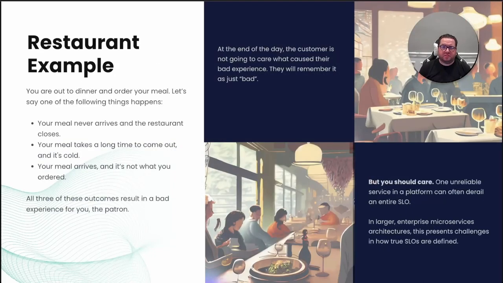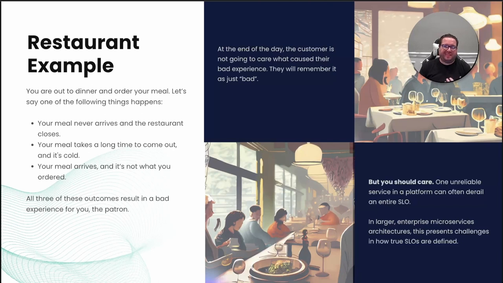Let's think about SLOs in a real-world example. Like, for example, going out to eat at a restaurant with your friends or family. You order a dish, but then something happens in the restaurant. Maybe your plate takes over an hour to come out because the kitchen was backed up and it's cold. Perhaps the server sent your dinner to another table and gave you the wrong dish. Or worse, it never came out at all. Regardless of the outcome, it was a bad experience as the customer, and you would vow never to return or maybe leave a negative review on social media.